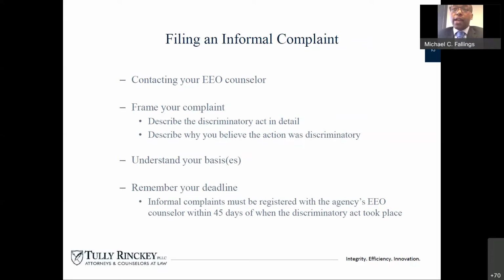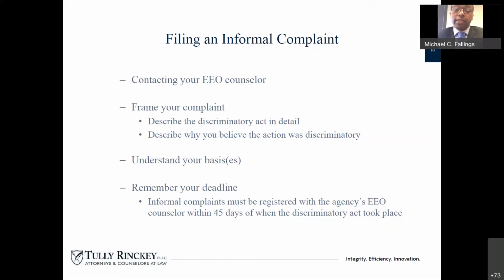As far as filing an informal complaint, the initial process for federal employees is to file an informal complaint of discrimination. This is called the informal stage. How you do that as a federal employee is you contact your EEO counselor. Your agency should have an EEO office who employs EEO counselors to receive EEO complaints.